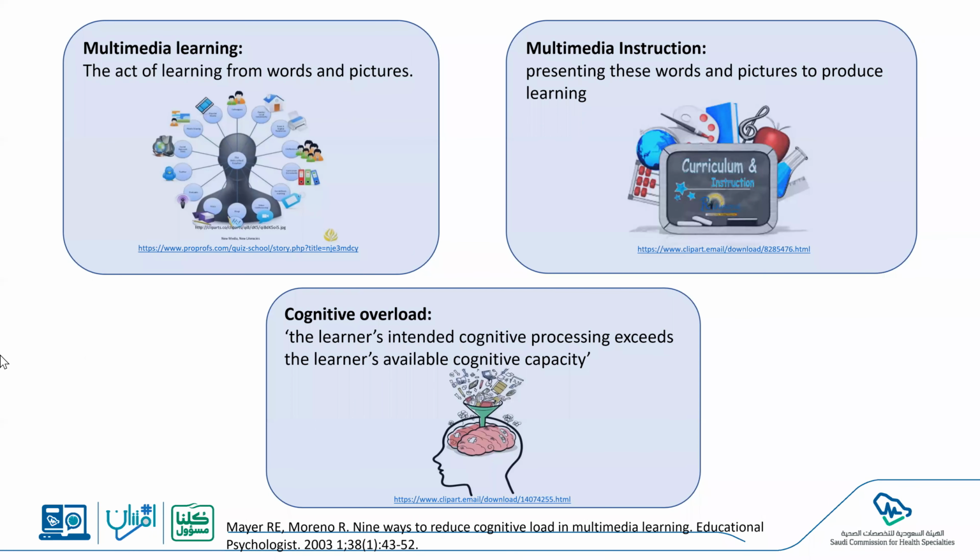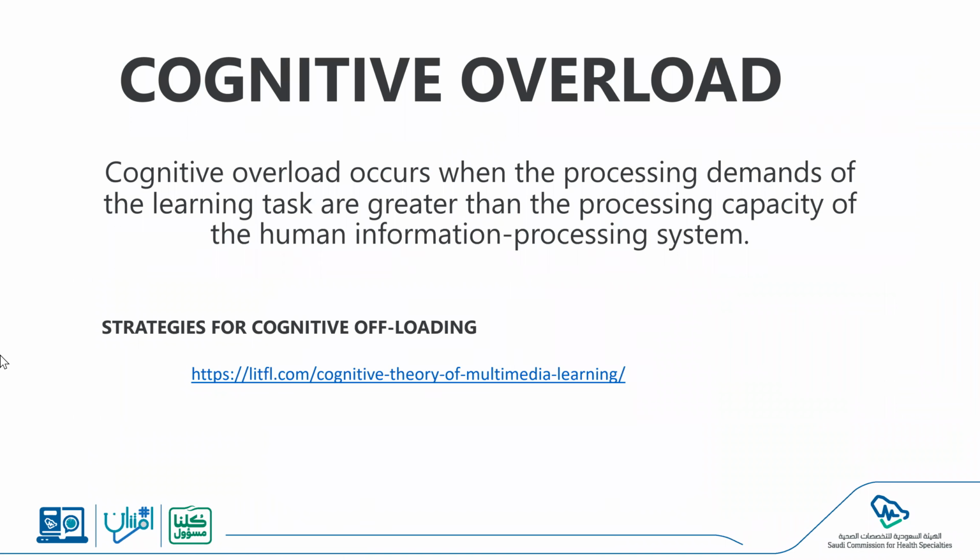Cognitive overload is when the learner's intended cognitive processing exceeds the learner's available cognitive capacity. So what does it mean? It means that each one of us has a different way of processing information, the cognitive processing. So if your cognitive process exceeds what your mind is capable of, the capacity of your mind, that's when you're going to have cognitive overload. And it's going to be explained more in the next slides.